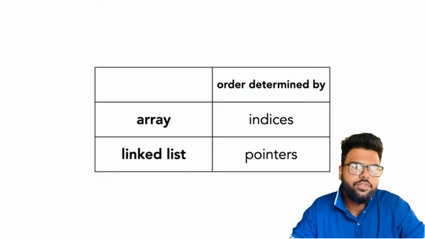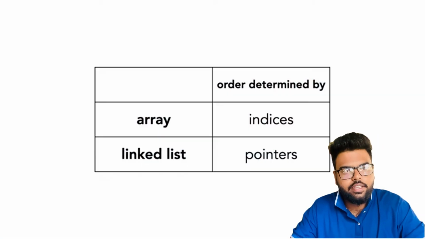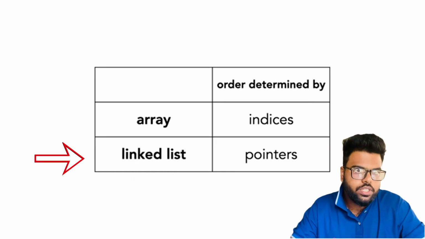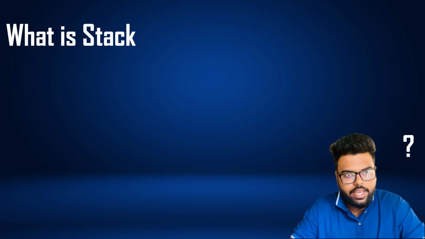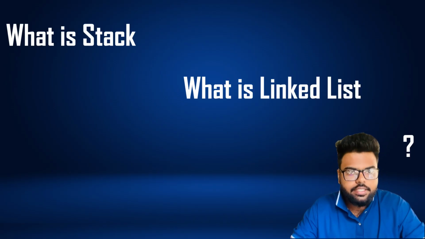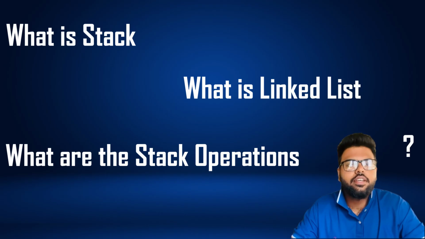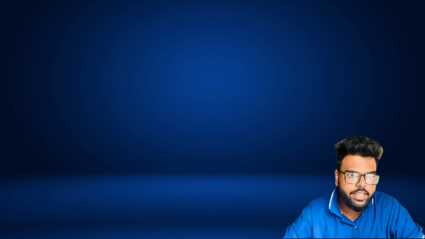There are two kinds of list, array list and linked list. For this implementation part I selected linked list. So first of all we have to know what a stack is, what a linked list is, and what the stack operations are, things like that. Okay, let's move to the stack.